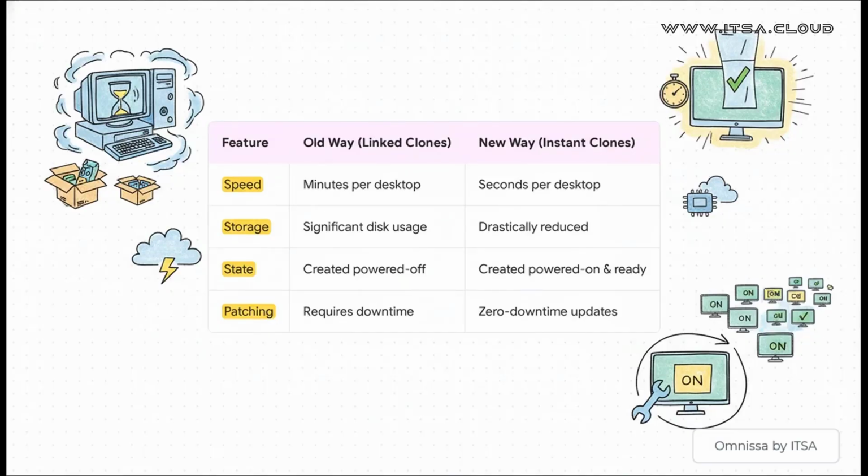This chart right here really says it all. Look at the difference. For speed, we're going from minutes per desktop down to seconds. That's huge. For storage, what used to be a massive footprint on your disks is now drastically smaller. But for me, the real killers are these last two, state and patching. Instead of creating a powered-off machine that you still have to boot up, instant clones are born powered on and ready for a user to log in. And patching? Forget about maintenance windows. This goes from a disruptive, downtime-required event to a totally seamless, zero-downtime update. That right there is an absolute game changer.